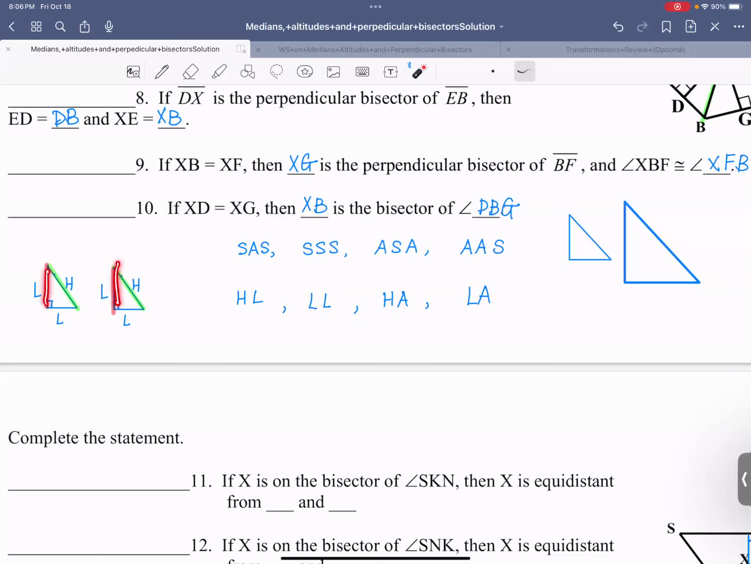You know these two lines are congruent, you know these two lines are congruent, and they have the same angle. Right angles are congruent. So this one is like SAS. The right angle is just between these two legs. This is corresponding to that. This one is corresponding to that. This one is corresponding to that.